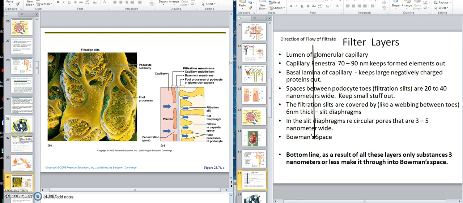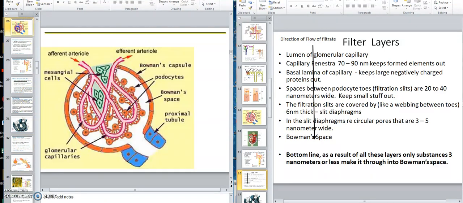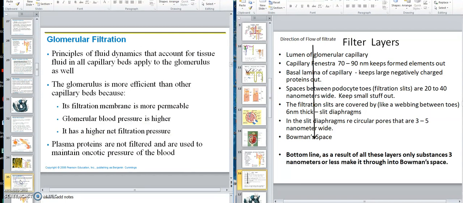So what did we say could get through then? Water, electrolytes, glucose, amino acids, small proteins, and things of this nature. So that's what would arrive essentially within Bowman space. Okay?